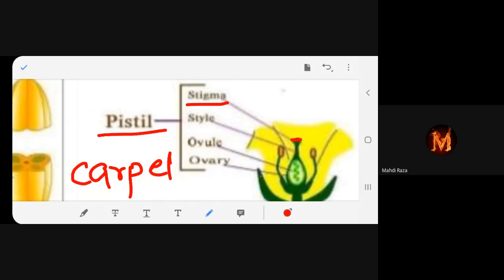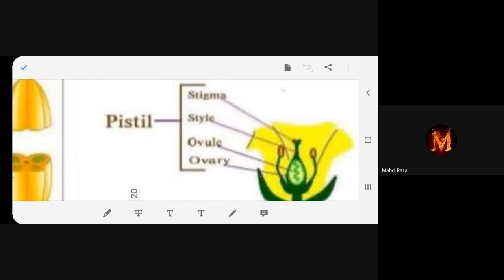Thank you. So this one is stigma. You saw? Now we come to the second one. The long tube-like structure is the style. We'll go one by one. Can you see the style better? Can you see the style?